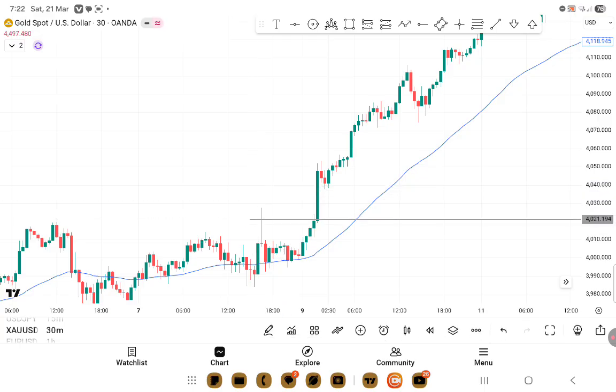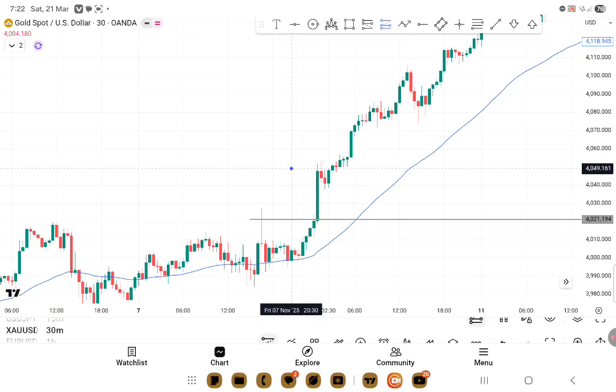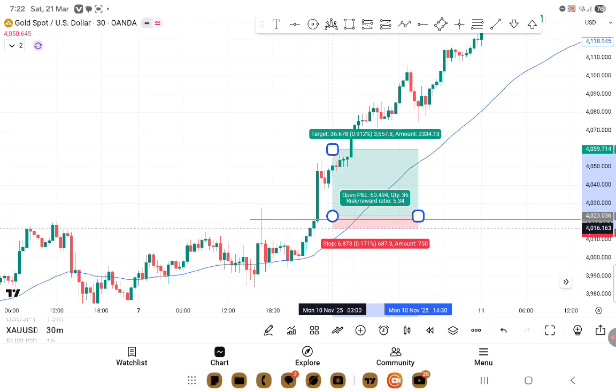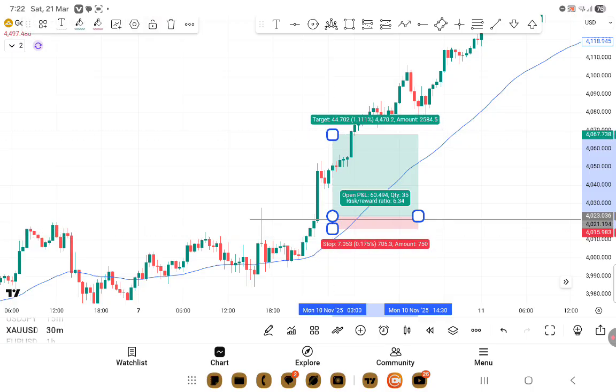But the market did not come back to it. If it had come back, you would have literally put a buy here, stop loss below, and 1 to 3, 1 to 5 would always be in profit. But this one did not work. This still did not execute.